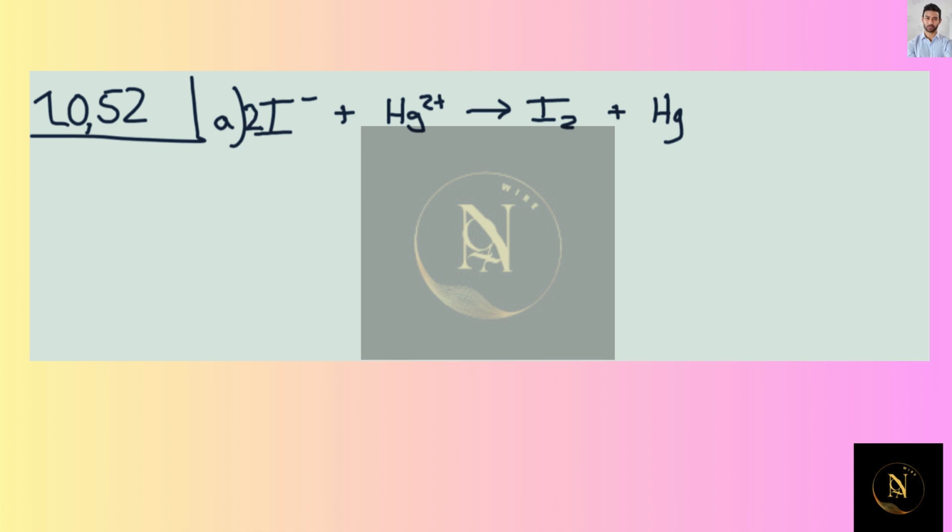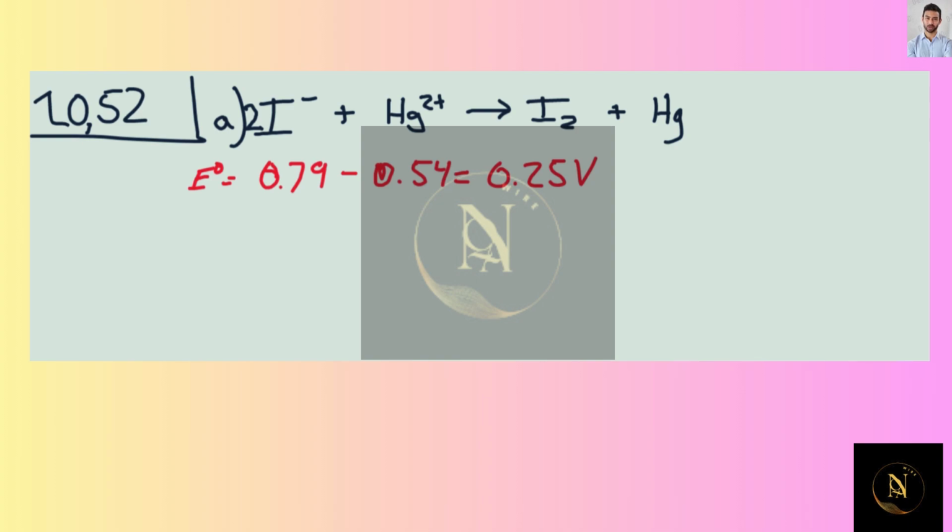So we can look in Appendix E and get the reduction potentials for these two half reactions. And so we'll put the reduction reaction first, so the reduction of mercury, and we get 0.79 minus 0.54, and that's equal to 0.25 volts. So that's our EMF.